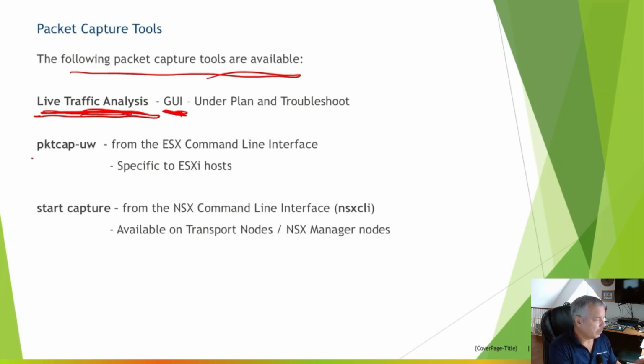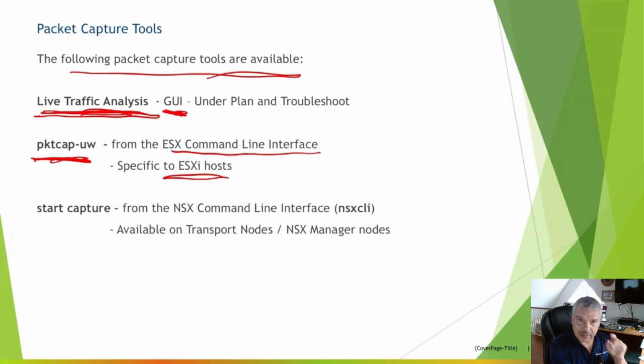Then there's the pkt cap-uw command. This has been around for a very long time. There's also the tcpdump-uw that can also do packet captures. This is available on your ESXi host command line. If you know how to do packet captures in vSphere, boom, same thing here, okay, folks? So this is specific to your ESXi host.